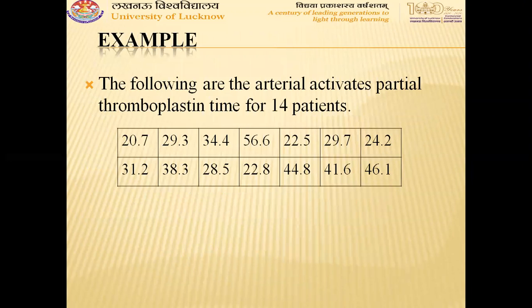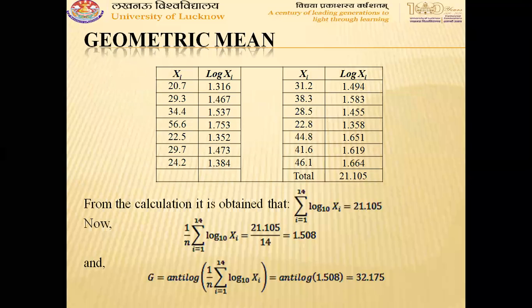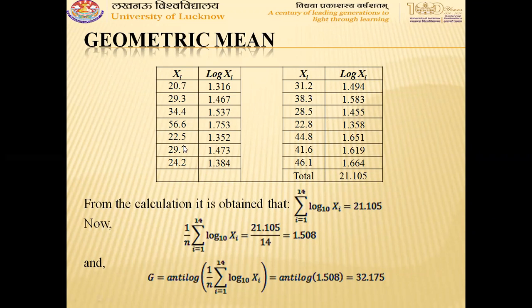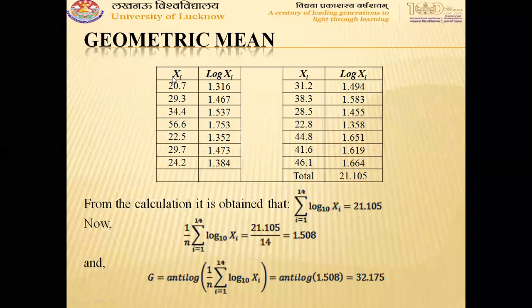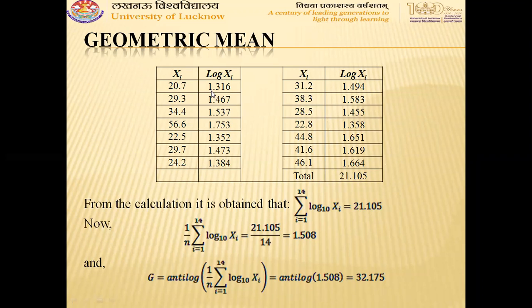How are these computed? For computing the geometric mean using raw data as well as class interval data, I am considering the same example which was considered for the calculation of mean, median and mode. However, I have reduced the size of the raw data. Actually, it was 35, and I have taken only 14 observations. For calculating the geometric mean, these observations are denoted by xi, then the log is taken over base 10. These are log of xi. Then these logs are added up.